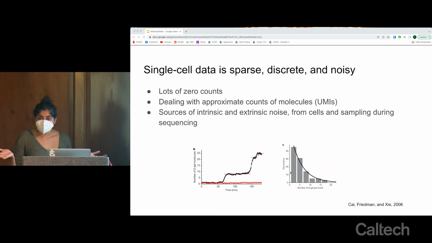And then there are also many sources of extrinsic noise. There's sampling during sequencing. There's, as we talked about, capturing molecules and lysis procedures and all these sorts of things that can lead to those molecules that came from this noisy situation being sampled at different rates, for example. So, all right.